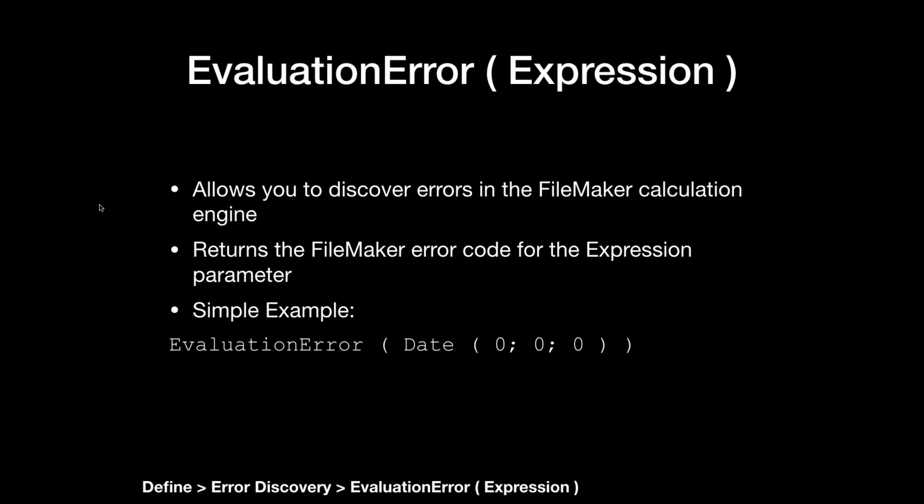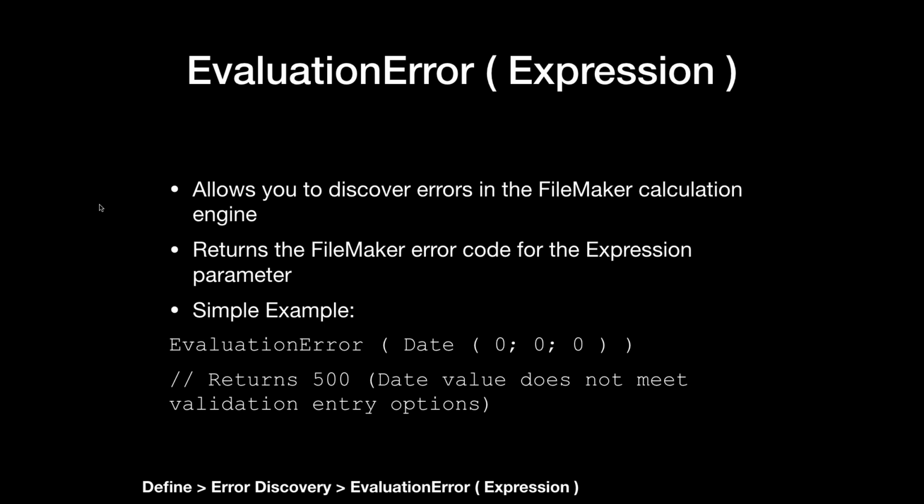A simple example would be an invalid date. So if you put a date with all zeros, FileMaker can't hack it, so it will throw 500: Date value does not meet validation entry options. It just returns 500. I'm just telling you in the comments there that it always returns a number, right? 0 or the error number.